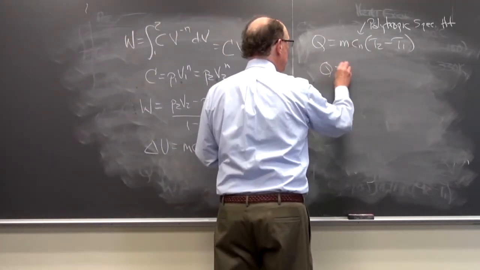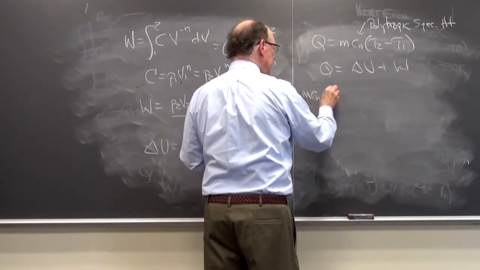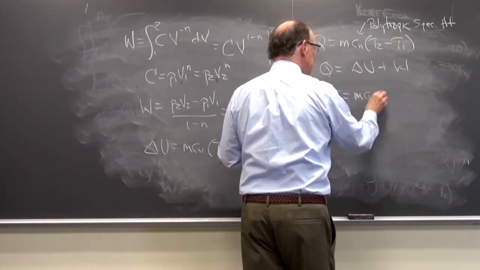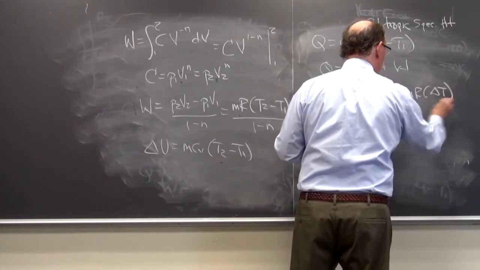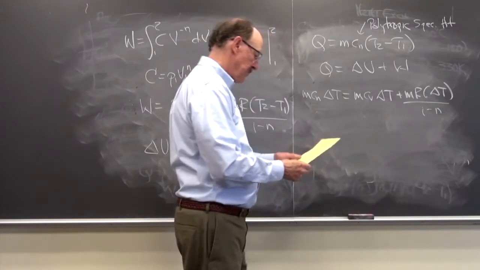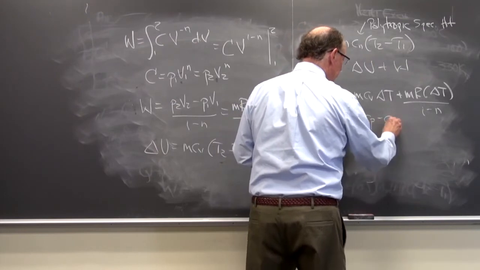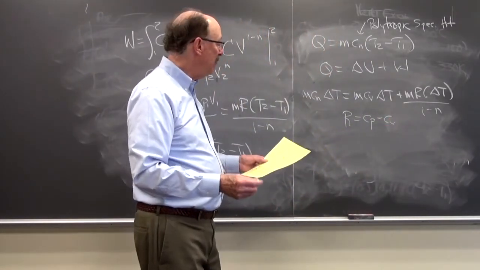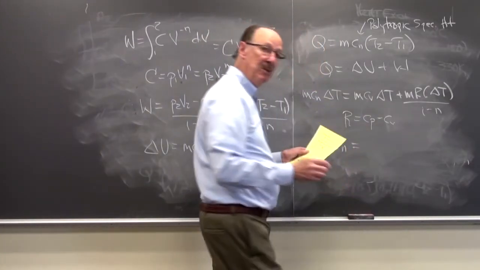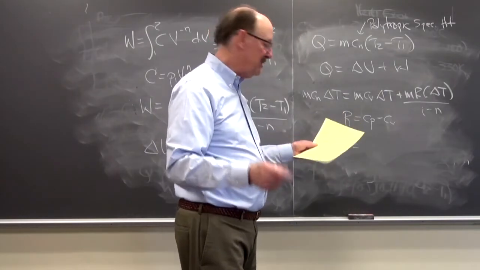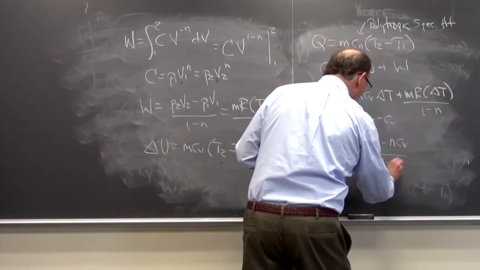So if I have Q equal to delta U plus W, I have m C sub n delta T equal to m C sub V delta T plus m R delta T over 1 minus n. And I know that R is equal to C sub P minus C sub V, which we had from chapter 5. If I substitute all that in, I get C sub n. You can give it a shot if you want, the algebra is not very hard. We'll see C sub n is equal to (C sub P minus n C sub V) over 1 minus n.